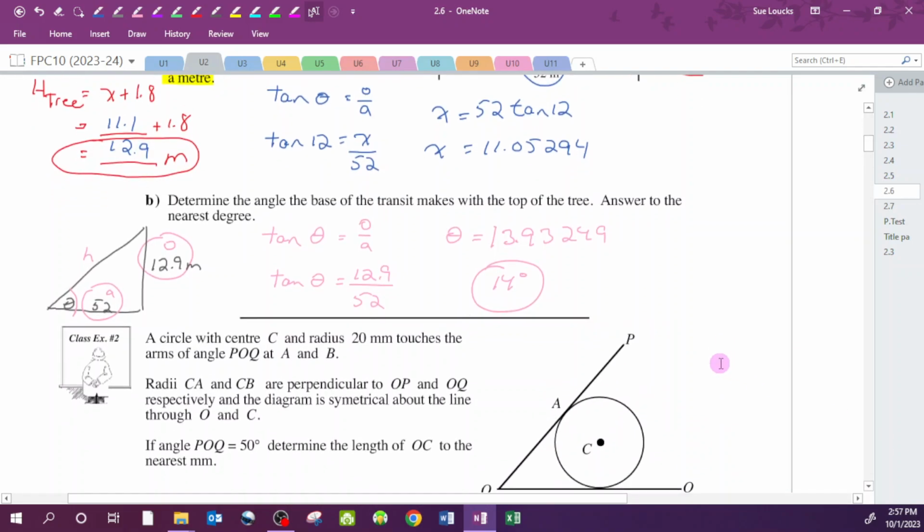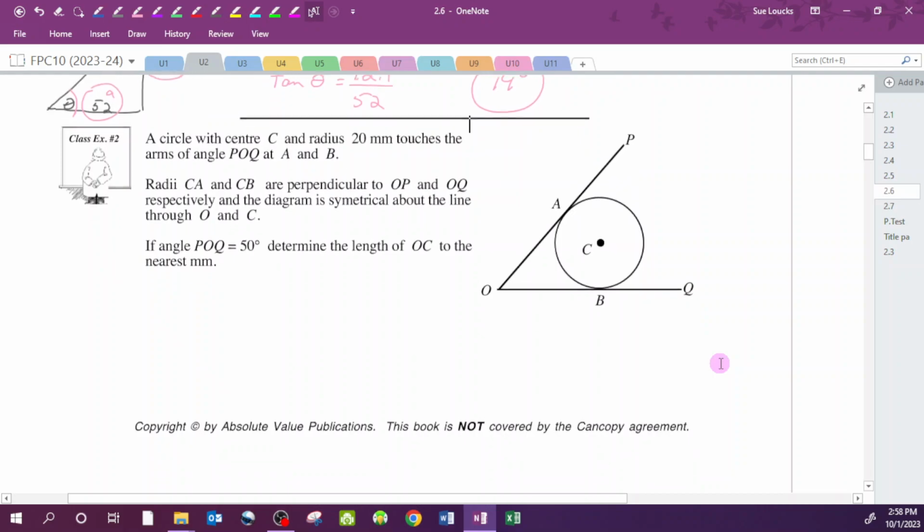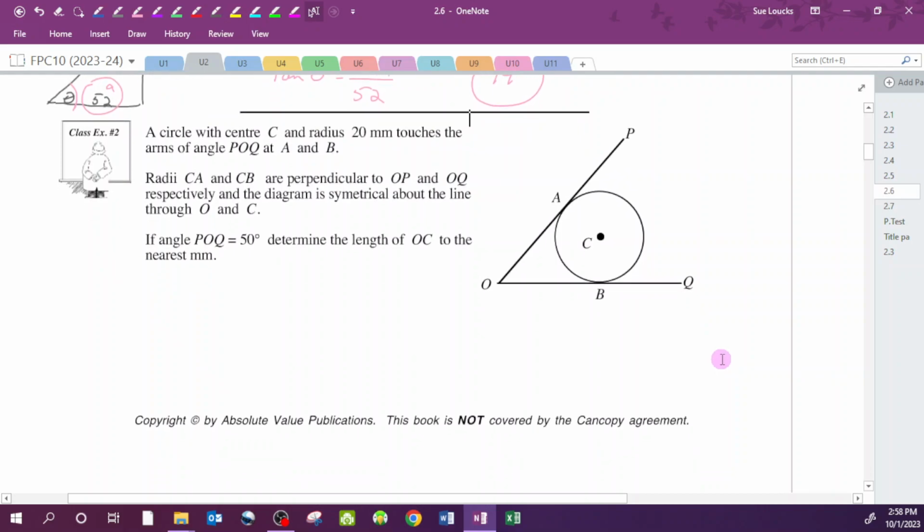All right, next example. Ooh, a geometry one. I love the geometry examples. This one says a circle with center C and a radius of 20 millimeters. There's my circle with center C, and I can draw my radius on here. That is 20 millimeters. It touches the arms of angle POQ at points A and B.